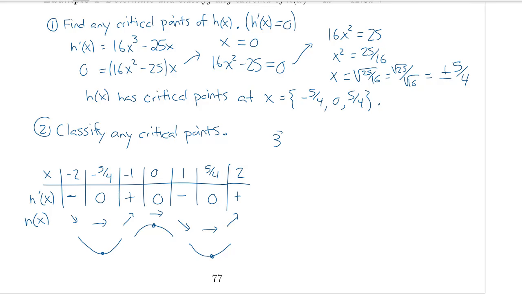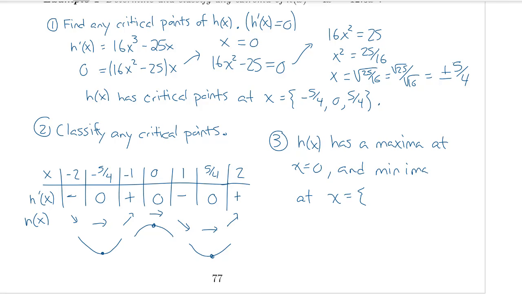Okay. So the last thing I always do is just state my results, so if anyone else is reading this, they can understand what I'm trying to communicate. So h of x has a maxima at x equals 0 and minima, not a, there's several. So just a quick sentence explaining your conclusions.